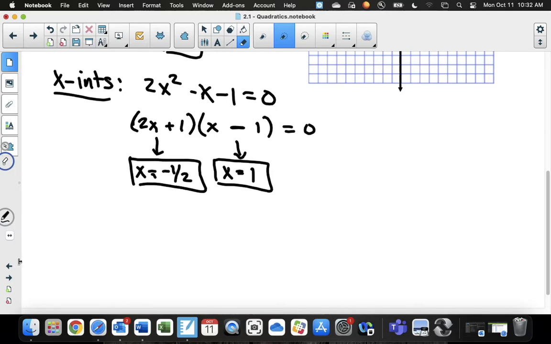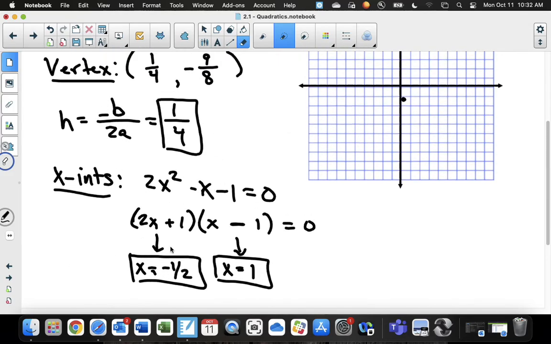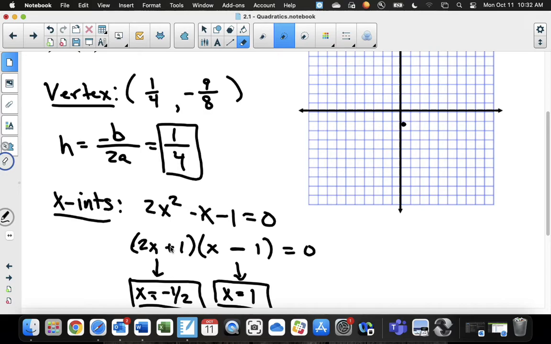Okay, factor, zero product property. Like I said, we did that in the prerequisite chapter. You did some of this before. Okay. All right, let's add those to the graph. We've got an x-intercept at -0.5, and we've got an x-intercept at +1. There's two more points on the graph.